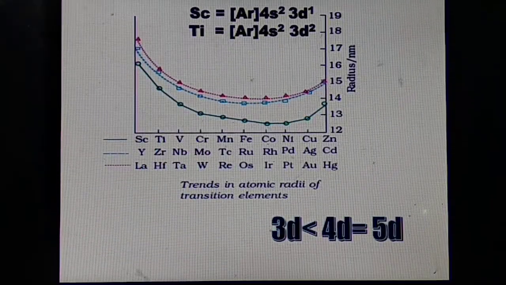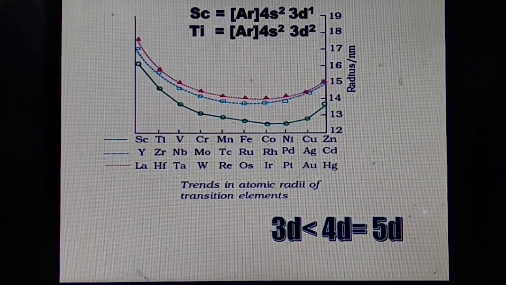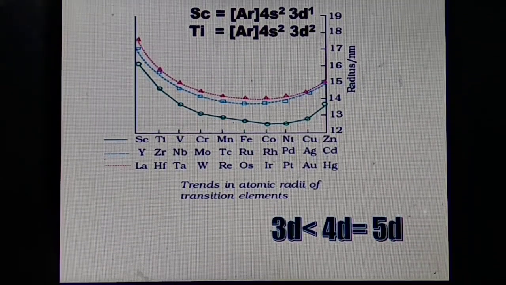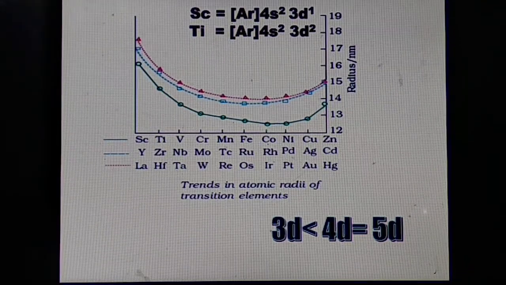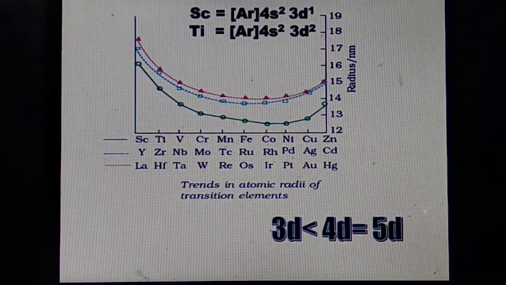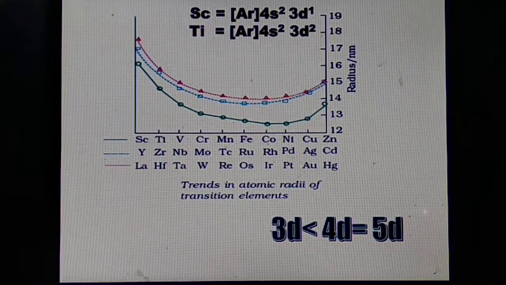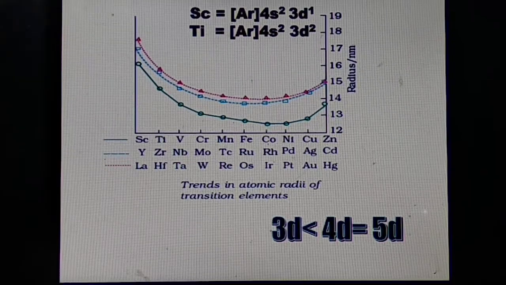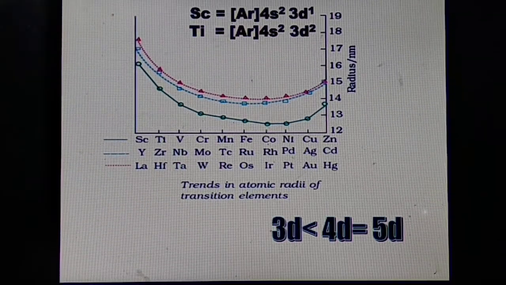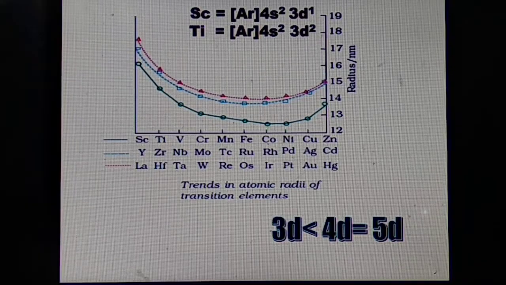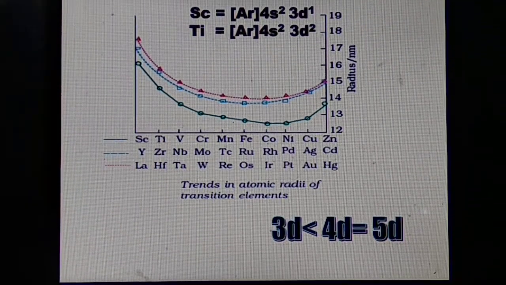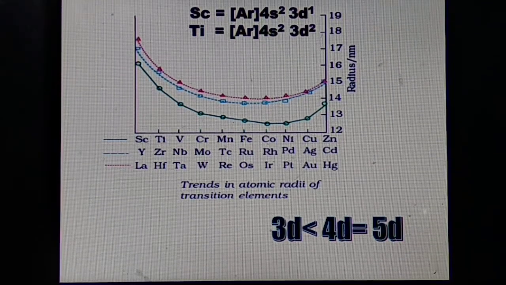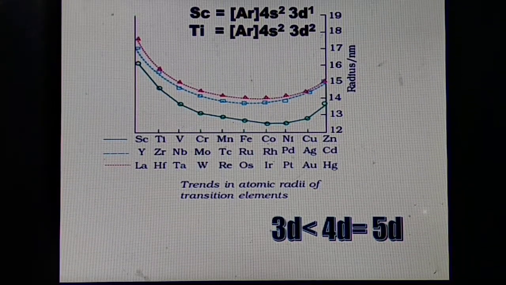Okay, now to see the trends in atomic radii of transition elements: the radii of 3d series elements are less than 4d, but 4d is equal to 5d. It means the radii of the 4d series elements are equal to the radii of the 5d series elements, but the 3d series radii are less than 4d and 5d. You have seen the graph, and from the graph it is clear.